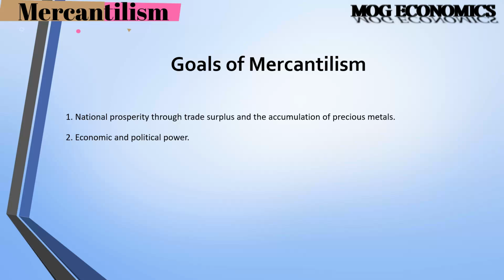The second thing they were trying to achieve was economic and political power. Of course, if you're wealthy, you have power to a reasonable extent. If I'm able to get all the wealth in the whole world, based on that alone, I should be able to command significant economic power and by extension political power too. These were the goals of the mercantilists.